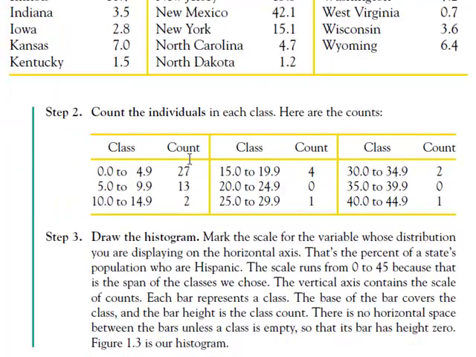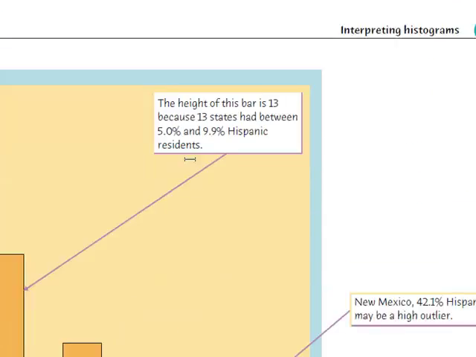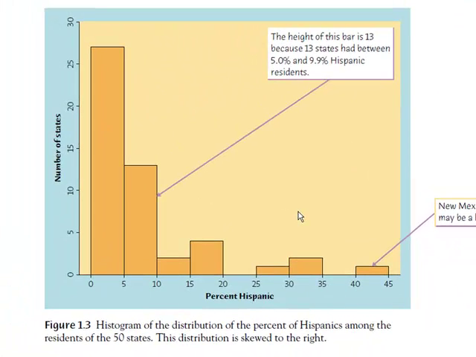Now once we've done this binning, we can make a histogram. And we get something like this. Okay? So this is the number of states versus the variable, which is percent Hispanic. So you can see that there were 27 between 0 and 5, and that's the largest, the most frequent percent among all the states. Okay, so this is called a histogram.